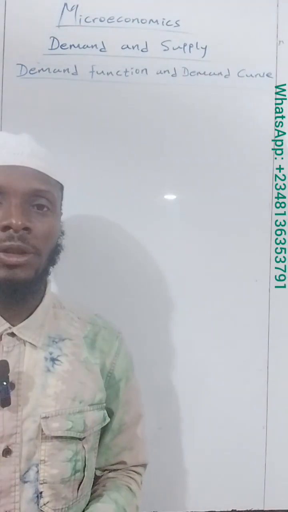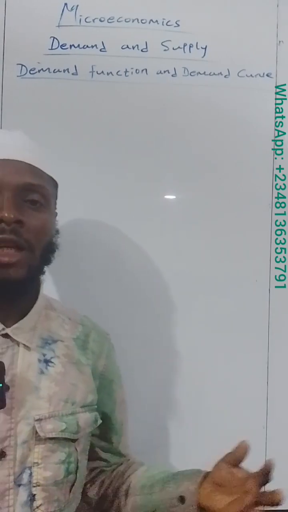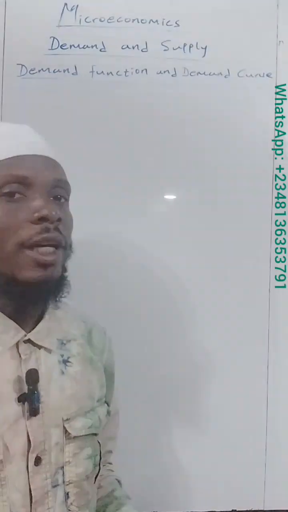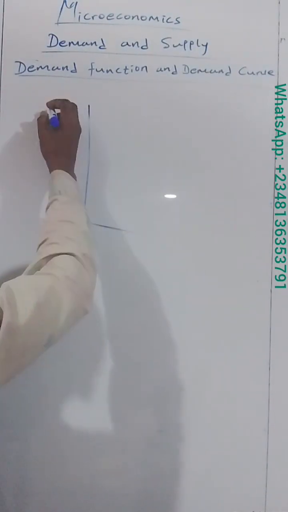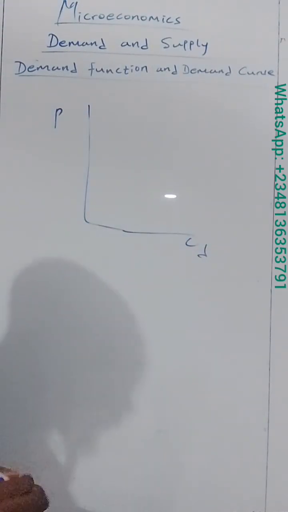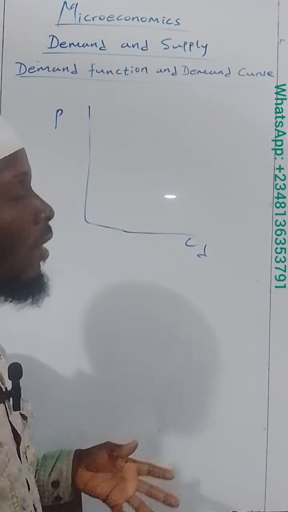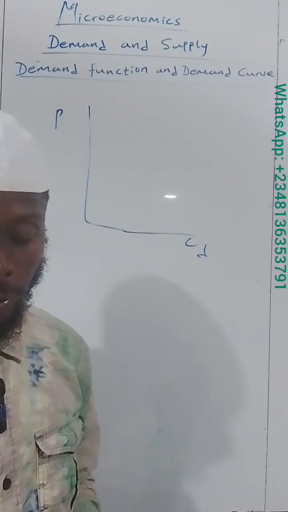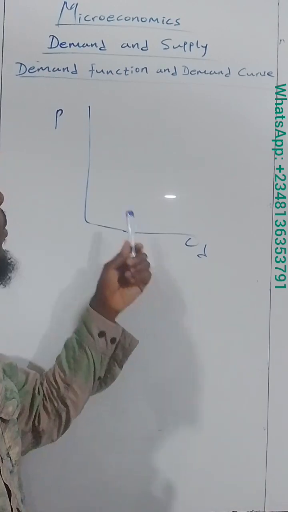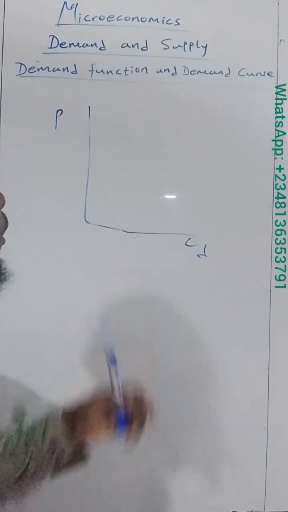You can also recall that demand is associated with price. If you are asked to draw a demand curve, you will see that you have the price on the vertical axis while you have the quantity demanded on the horizontal axis. This also tells you that the main determinant of quantity demanded is the price of the commodity, although there are other factors that can also affect the demand.